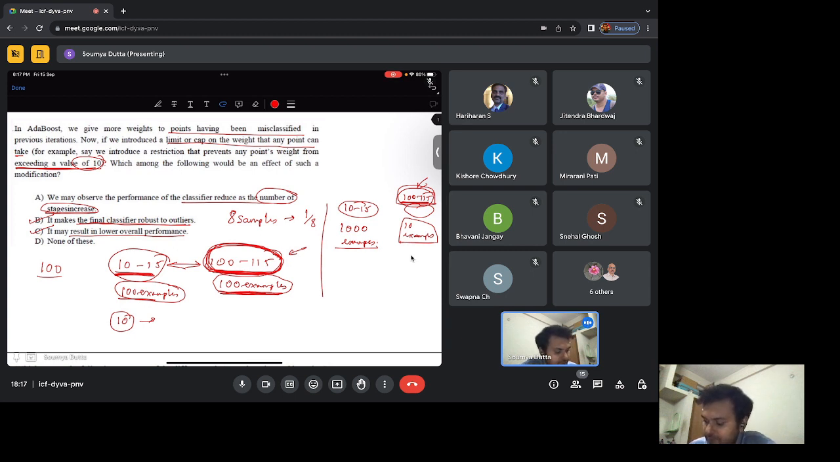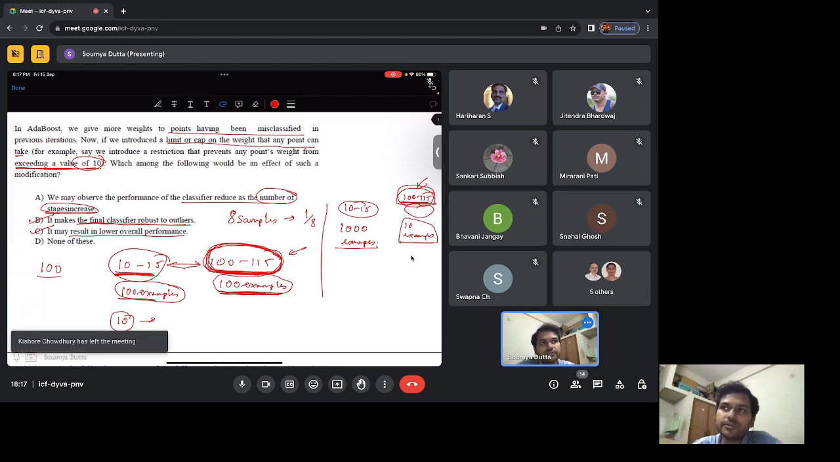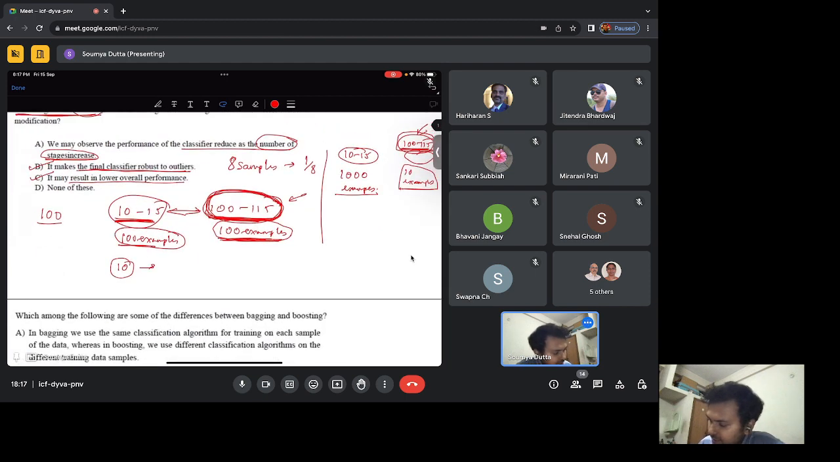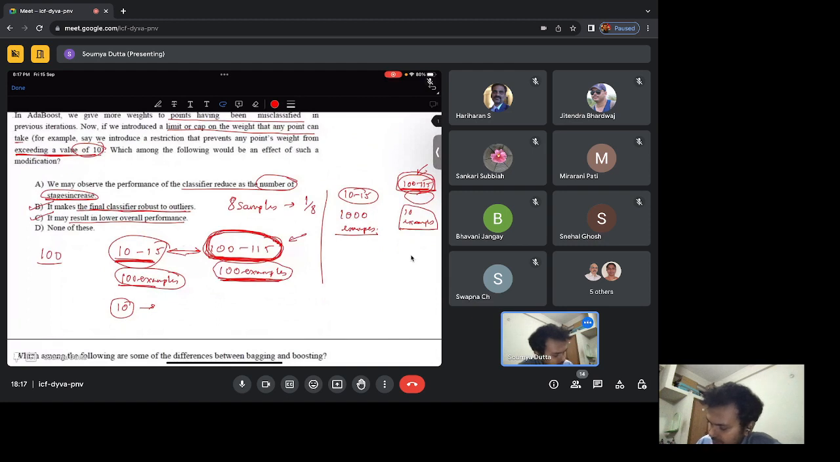So the first point is saying that we may observe the performance of the classifier reduce as the number of stages increase. With the increase in the number of stages, why will your classifier perform poorly? It's like stage 1 you had a particular error, stage 2 you had another error, stage 3 you had another error. As the number of stages progress, why will your classifier error outputs change? For example, at one stage your classifier was 70% accurate, and that is fine. Now you looked at all these numbers, you updated your weights, and then you did a boosting round. Can your classifier's performance come down? That is the question. I mean, can it be 60% accurate now?